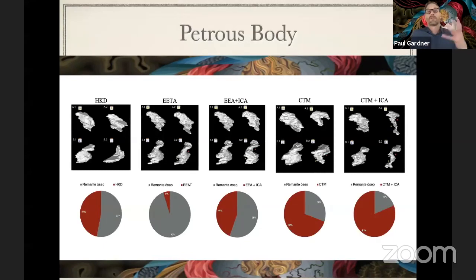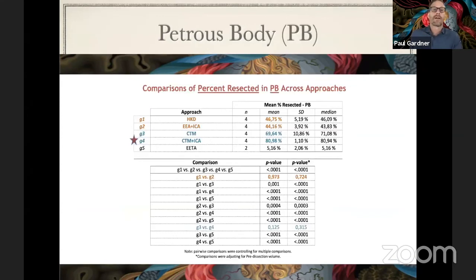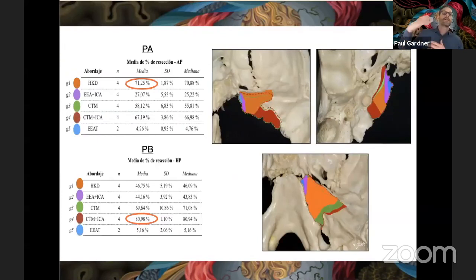If we look at the petrous body, the main bottom part of the petrous bone, though, we really have superior access through the CTM. The Hakuba-Dolenc can only reach so far inferiorly and lacks access to the clival portion. So when we look at the petrous body, really the CTM, especially with carotid mobilization, provided superior access. So if you're looking at the petrous apex, you really should consider an extended middle fossa approach, whereas if you're looking lower down in the petrous body, a CTM plus ICA seems superior.